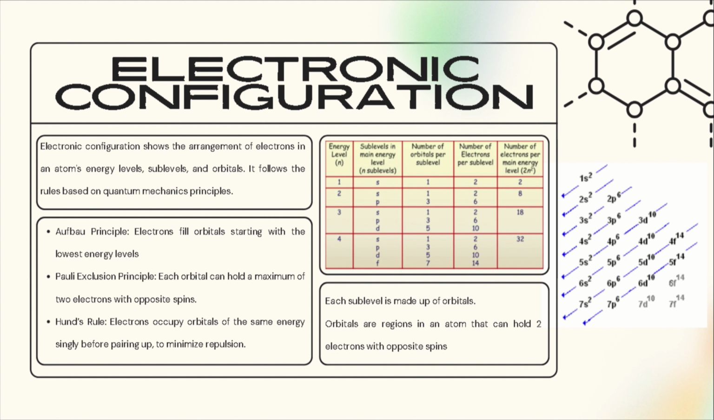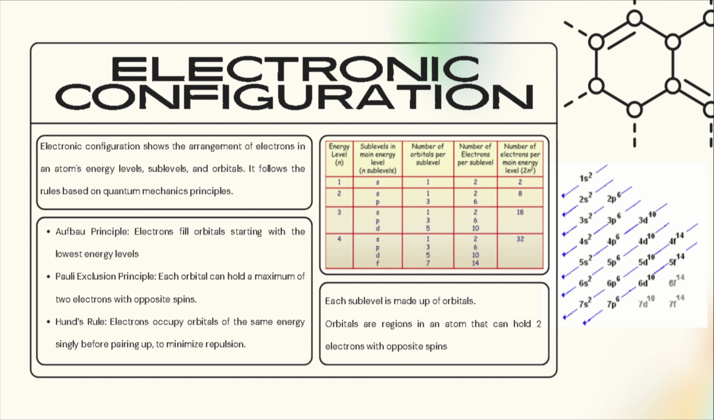Move on to third. There are 3 subshells: S, P, and D. S has 1 orbital, P has 3 orbitals, and D has 5. When we add the electrons, there are 18. That's why in the third shell of any atom, we have 18 electrons, and so on.